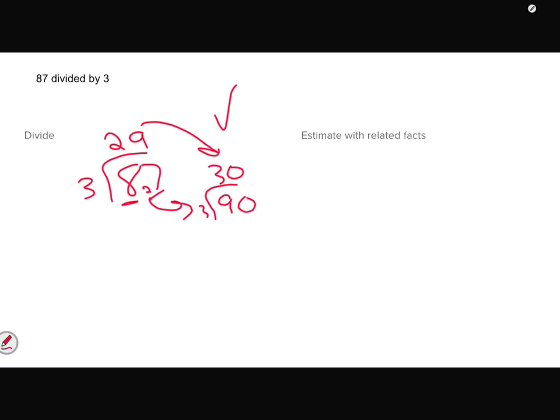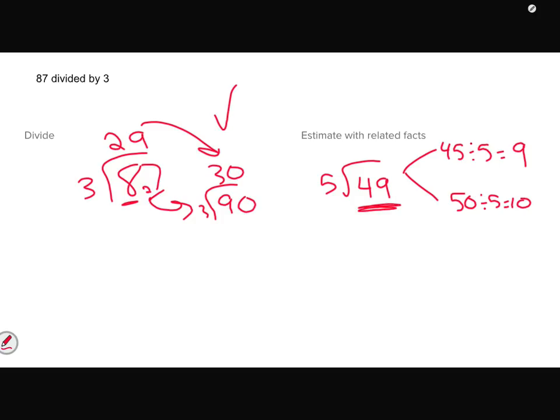Another example would be if I had, let's say, 49 divided by 5. My related facts for that could be 50 divided by 5, which is super simple, or I could take 49 and round it down to 45, because I know that 45 can also be divided by 5, okay? You're just trying to think of, if whatever number doesn't work out, what two facts around it would work out and would be an easy math fact for you to solve.